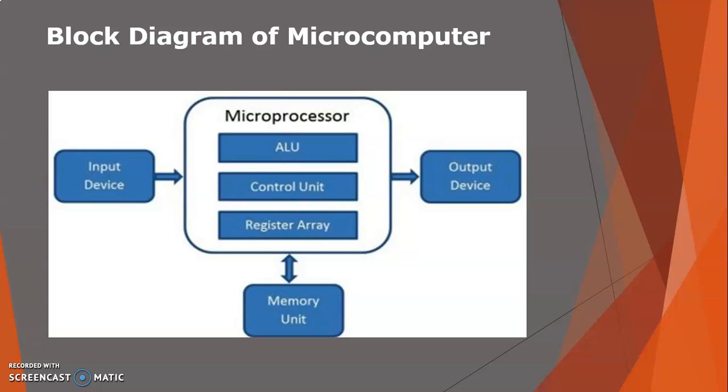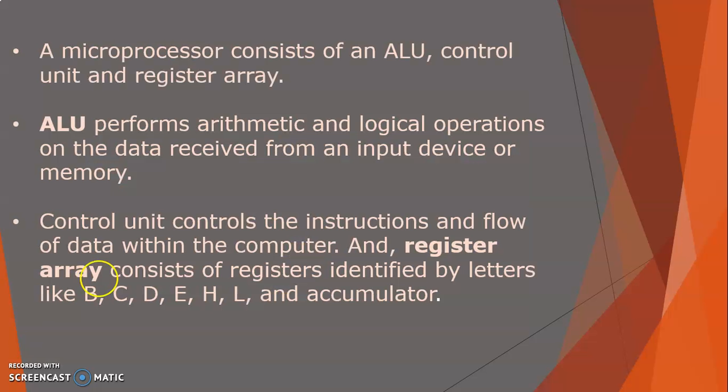For that we require the output devices. Okay, so the first point is that a microprocessor consists of an ALU, control unit and register array. ALU performs the arithmetic and logical operations on the data received from input devices or a memory. Control unit controls the instruction and flow of data within the computer.